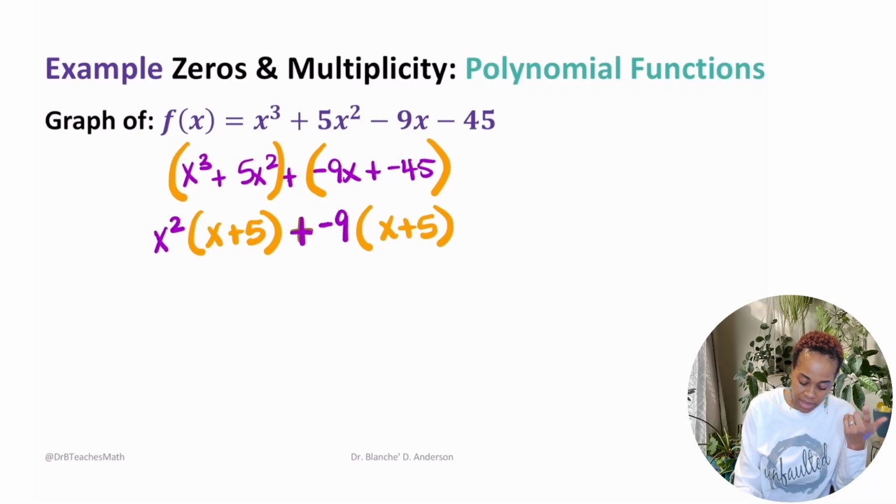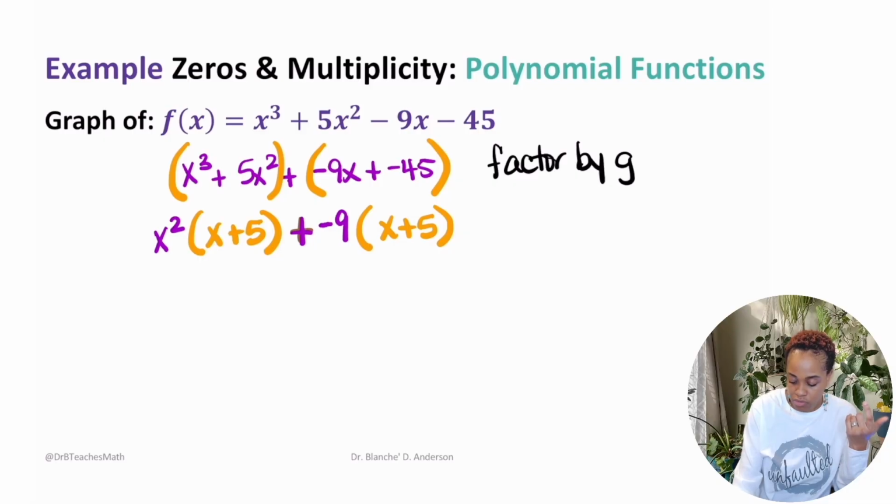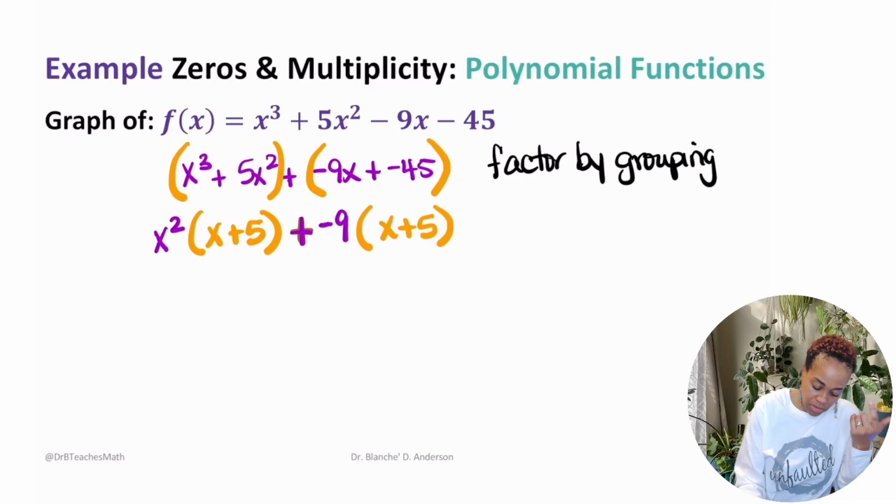So now I can take the x plus 5 and I can pull it out to the front because that's how factor by grouping works. Let me put here that we did factor by grouping in case you're writing this in your notes. Factor by grouping. So then we factor out the x plus 5. And then we're left with x squared minus 9. See?